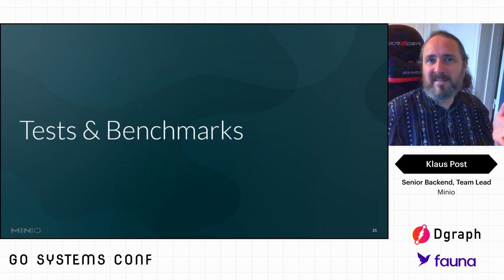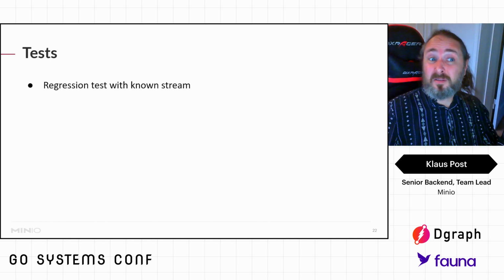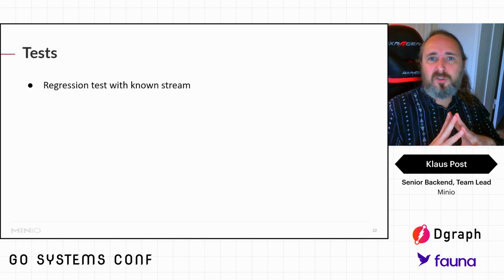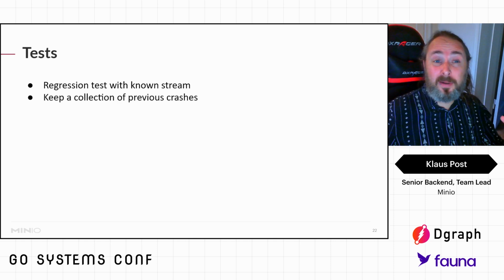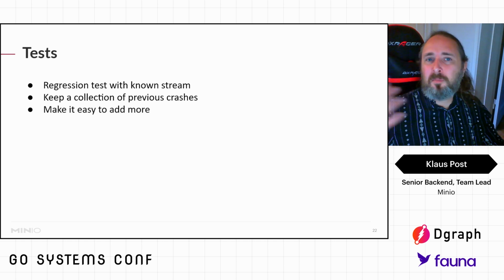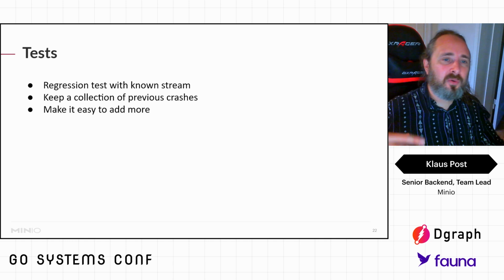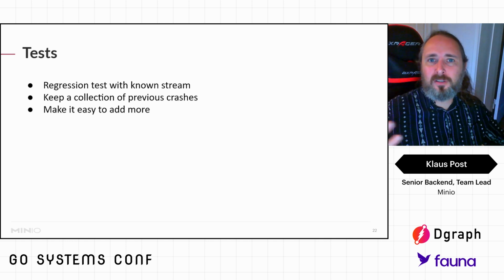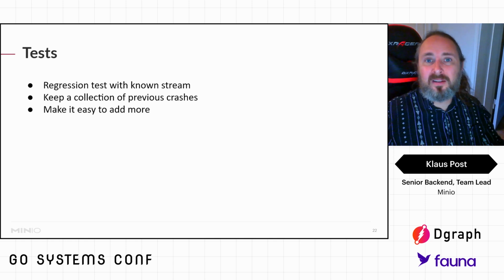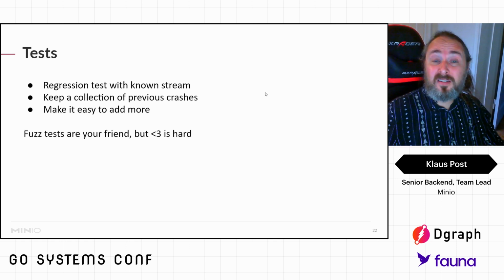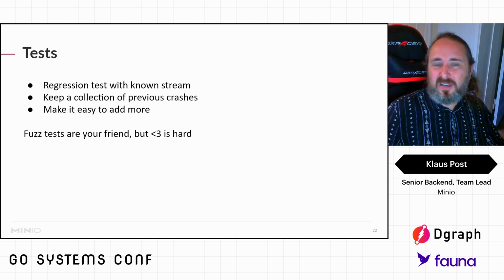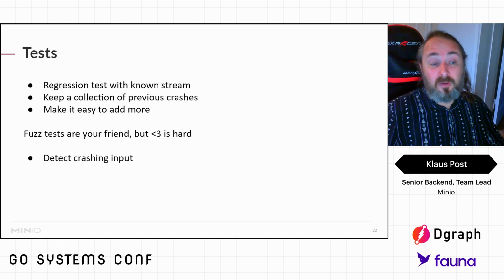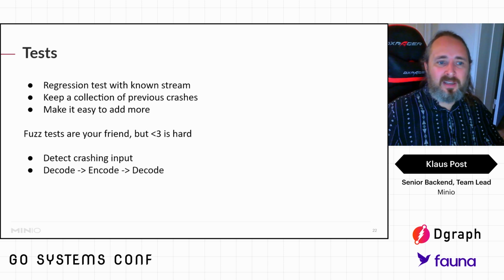That leads me to tests and benchmarks. So tests, first of all, always have regression tests, have a sample set that you know produces this output. Keep a collection of previous crashes, maybe have a zip file so you can make it easy to add more test cases as you encounter them. So if you have something that crashes, you can simply add it to a zip file and it will automatically be tested. Fuzz testing is very obvious to use. It's amazing at finding subtle bugs, but it does take some getting used to setting it up. Of course, it can detect hard crashing inputs.